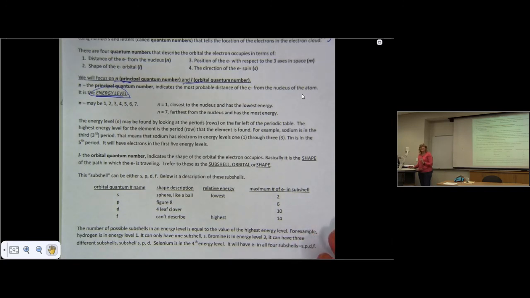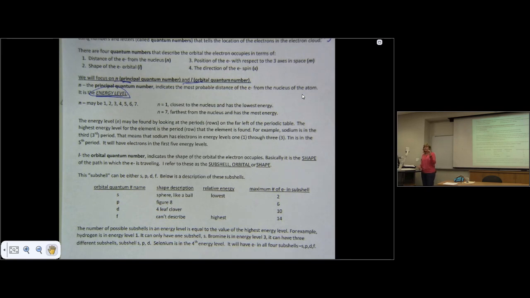And there are 7 energy levels. Now look at your periodic table from last day and tell me where you see 7. The rows? Do you see 7 rows? Did you number 1 through 7 for your periods on the periodic table? All right, guess what? Those periods are energy levels. Those are the energy levels.